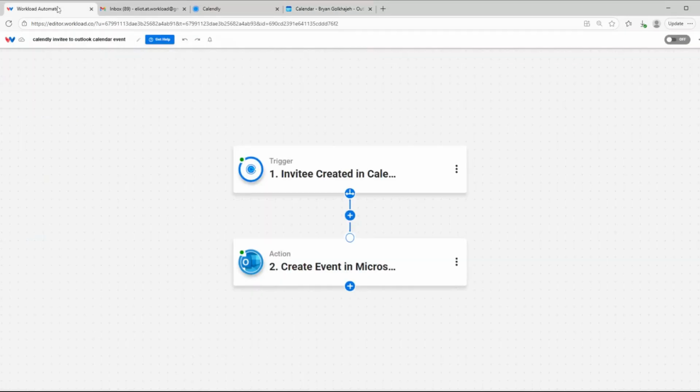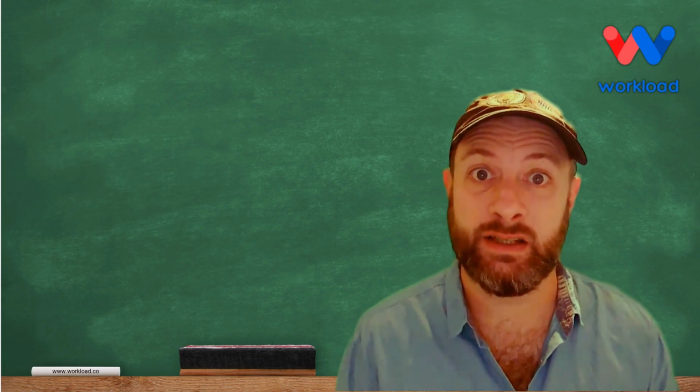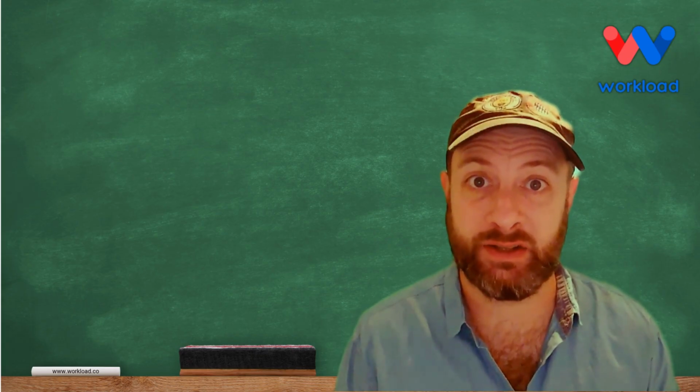I come back over to the Workload editor and make sure there's a green dot in each of my nodes. And now I can activate my workflow. So whenever an invitee is created in Calendly, an event will be created in Microsoft Outlook Calendar. That's how you can use Workload to build a workflow that'll automatically sync Calendly with Outlook Calendar.